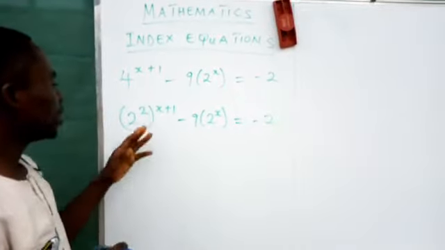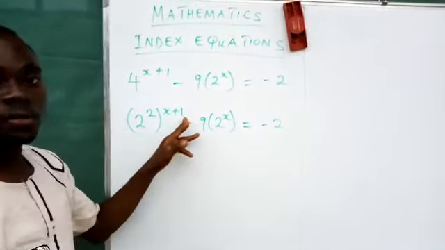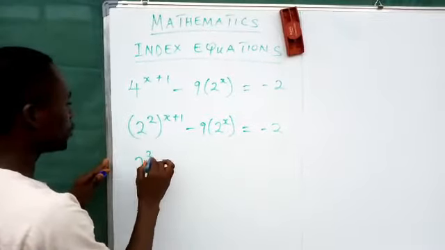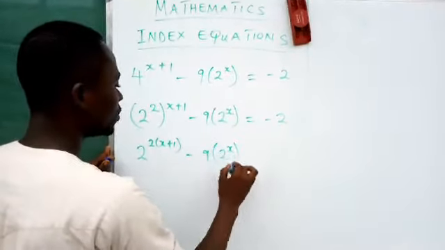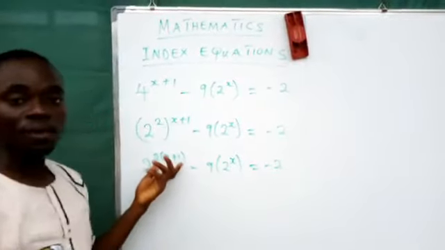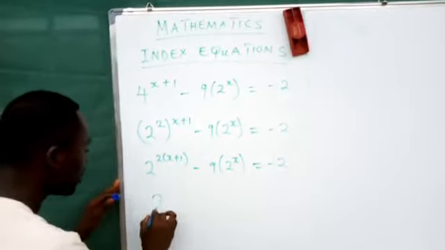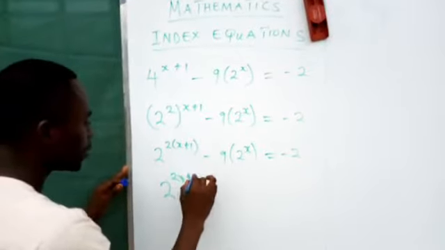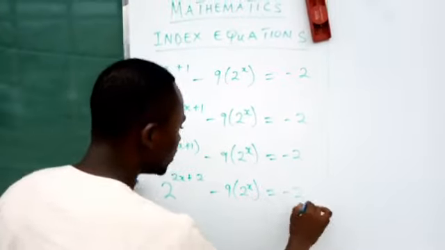Okay, so now from our laws of indices, we know that we can simplify this 2 to the power of 2 to the power of x plus 1 by multiplying these two powers. So we have 2 to the power of 2 into x plus 1 minus 9 into 2 raised to the power x equals minus 2. Now we simplify the power, we open up this bracket in the power, so that we have 2 to the power of 2 multiplied by x gives us 2x, plus 2 multiplied by 1 gives us 2, minus 9 into 2 to the power of x equals minus 2.